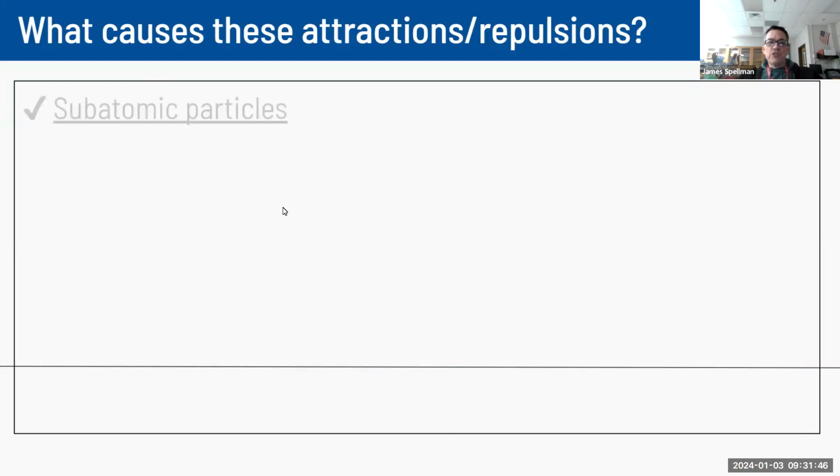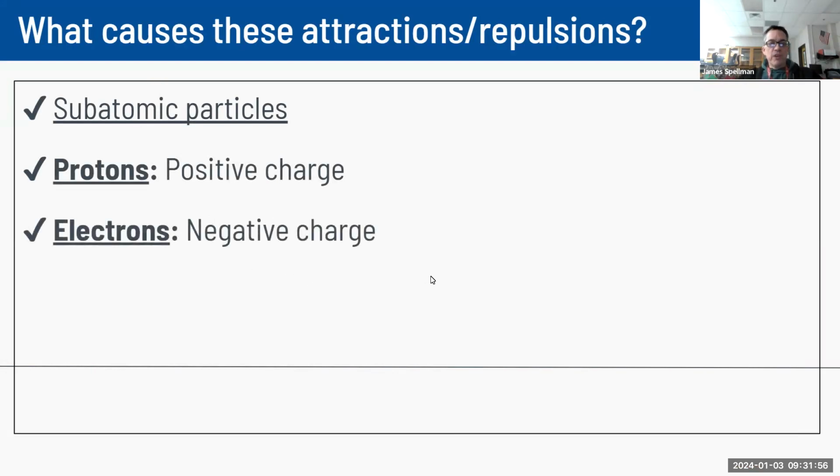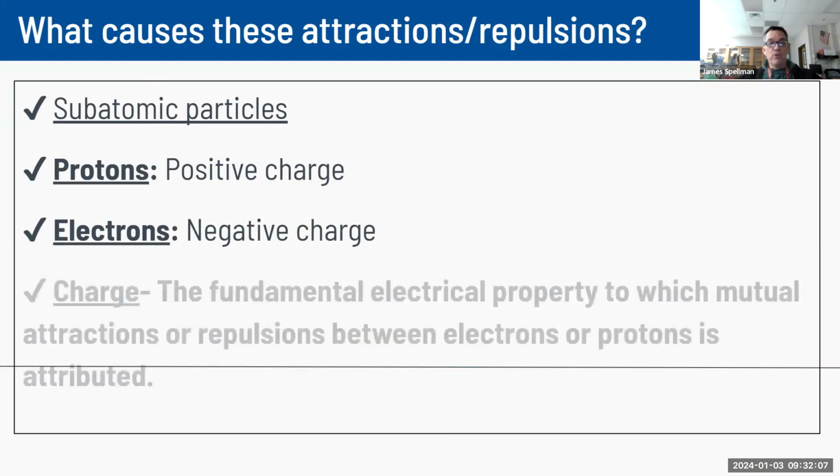What causes these attractions and repulsions? This goes back to our chemistry class. So we're going to think about our subatomic particles. We're going to go back into our protons, which have the positive charge, and our electrons, which have a negative charge. And fundamentally, this is what's going to cause static electricity. It's what's going to cause electricity. It's what's going to cause things to be attracted to one another or repelled from one another.